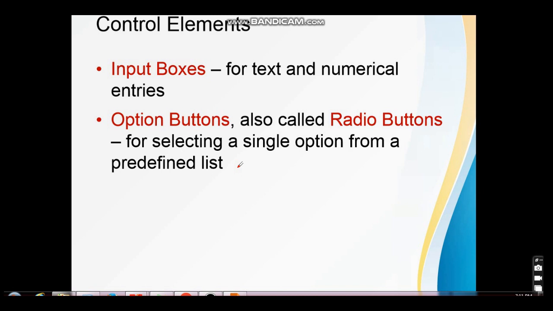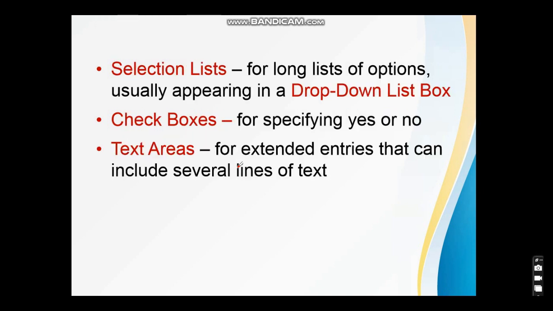That's why in that case, we are making use of the radio button, or we are going to add radio button into our form. Next is selection list, for a long list of options, usually appearing in a drop-down list box. Like you all are filling the examination forms. There are various subjects, right? And which subject you want to select. It comes under drop-down list box. So for inserting such a case into your form, we are making use of drop-down list box.